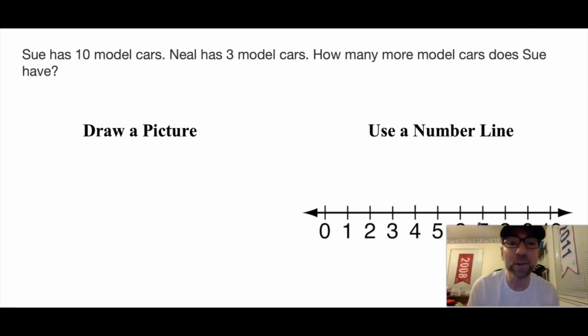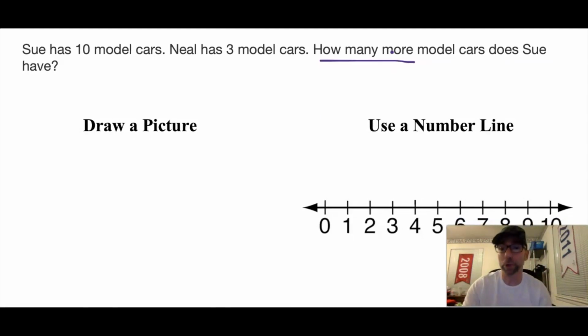So here's another story that goes with 10 minus 3. Let's take a look at this one. Sue has 10 model cars. Neil has 3 model cars. How many more model cars does Sue have? Whenever we see how many more, we know that's subtraction because we're comparing Sue with Neil's cars.